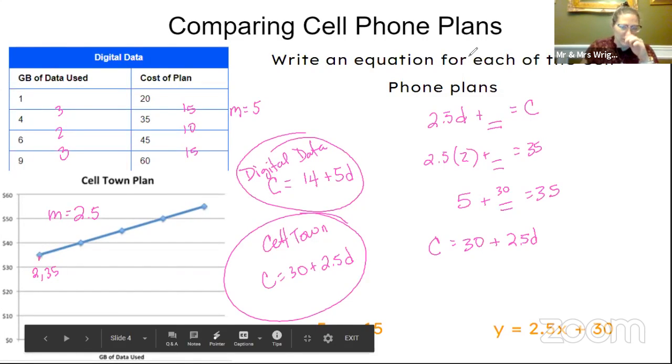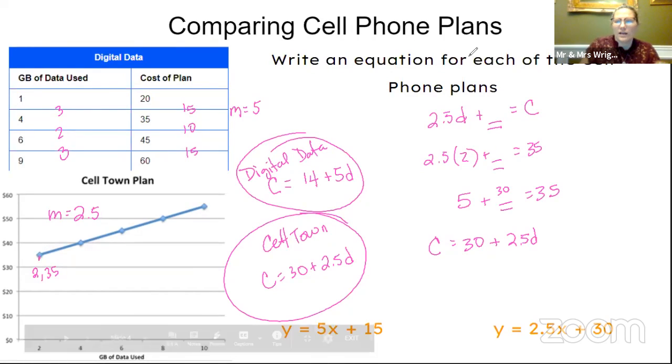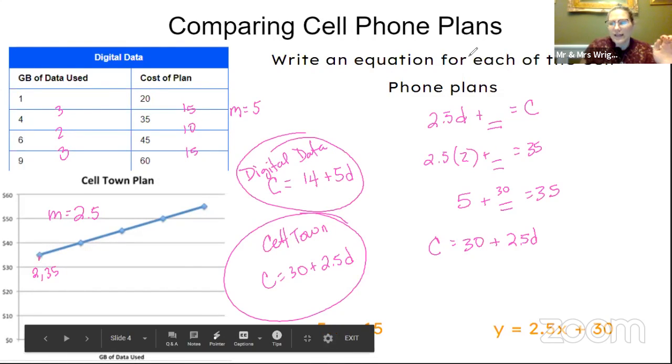So we have here an example answer written for us, y equals 2.5x. You can use whatever variable you want. You don't have to use D. You could also use x. So 2.5x plus 30 is Cell Town.